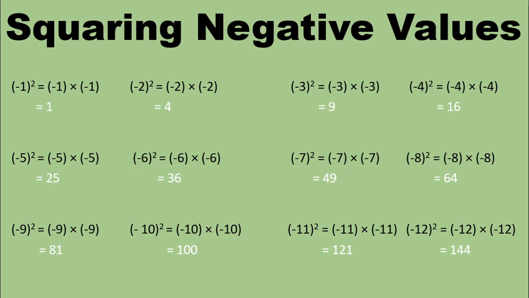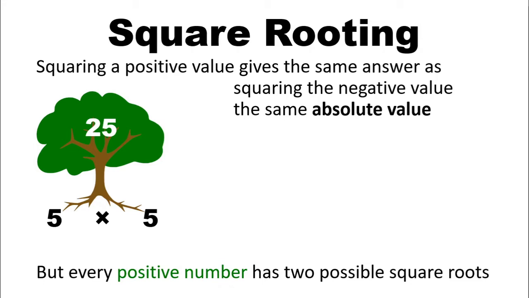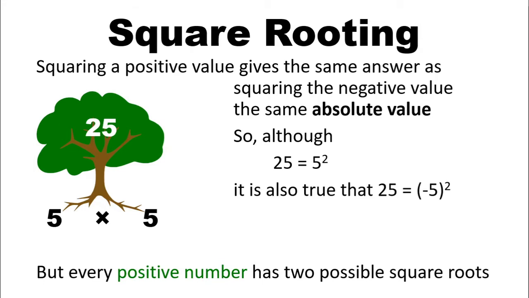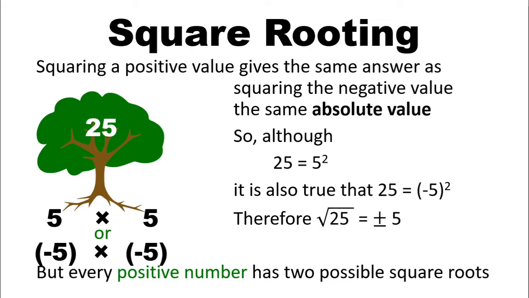Remember when we squared negative values, the result was always a positive number? Because when you multiply a negative number by a negative number, the signs are the same. They multiply together to give a positive number. So since squaring a positive value gives the same answer as squaring a negative value with the same absolute value, that is, they have the same number value but a different sign, positive or negative, that must mean that although 25 is equal to 5 squared, 25 is also equal to (negative 5) squared. And remember, those brackets are important, because without the brackets, we wouldn't be multiplying negative 5 by negative 5. And we can show both the positive and negative answers with this positive and negative sign.